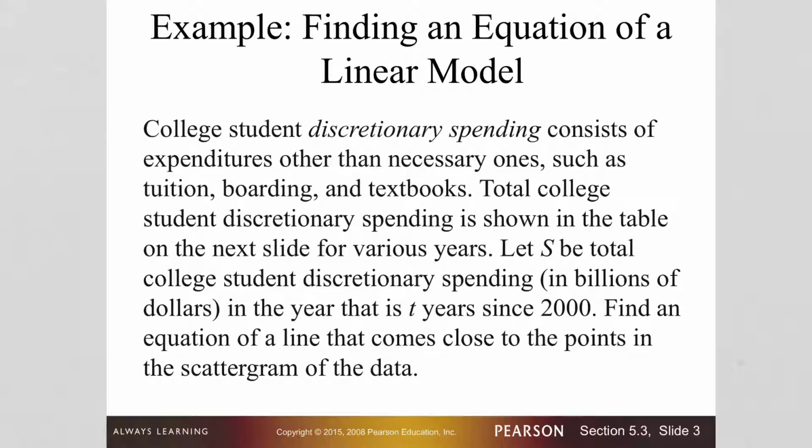All right, and this says we're going to let S be the total college student discretionary spending in billions of dollars in the year that is T years since 2000. So what you should be thinking about is which one is my independent and which one is my dependent. And remember, 99.9% of the time, if you have years or some version of time as one of your variables, then that is going to be your independent variable. So we're going to let T be our independent variable and S be our dependent variable.